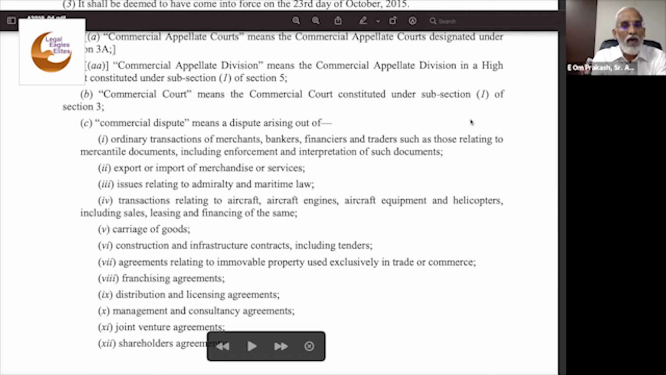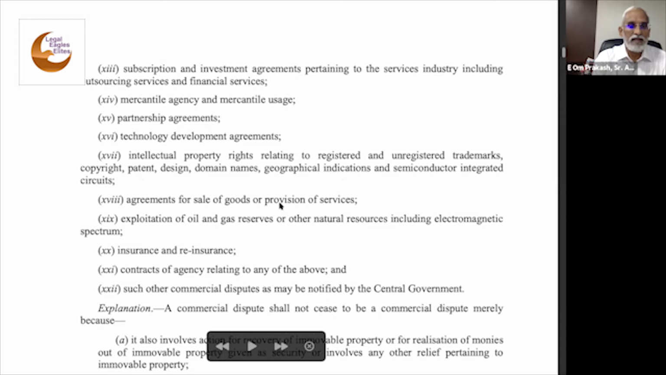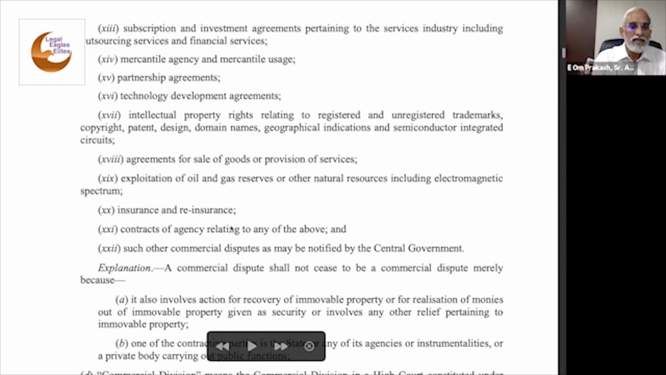This takes care of all intellectual property rights like trademarks, copyright, patent, design. So any suit which relates to any of these IP rights is today a commercial dispute and therefore comes within the purview of the Commercial Courts Act. Then agreements for sale of goods or provision of services. Then exploitation of oil and natural gas. Then insurance and reinsurance, contract of agency relating to any of the above.